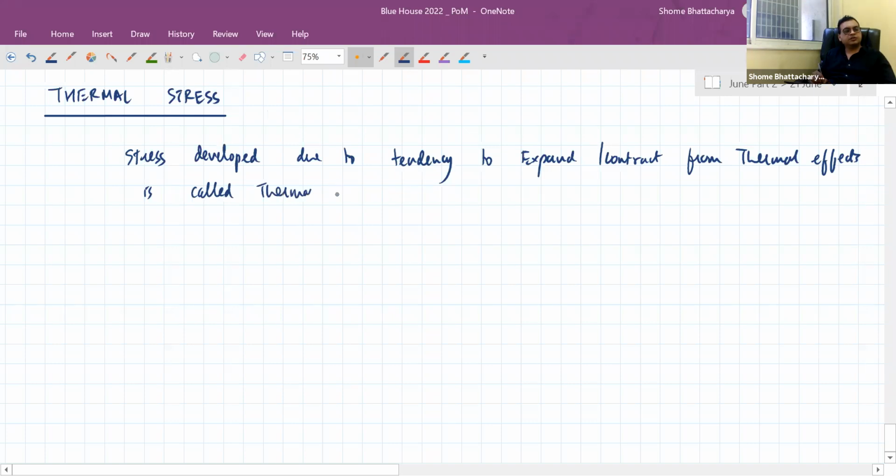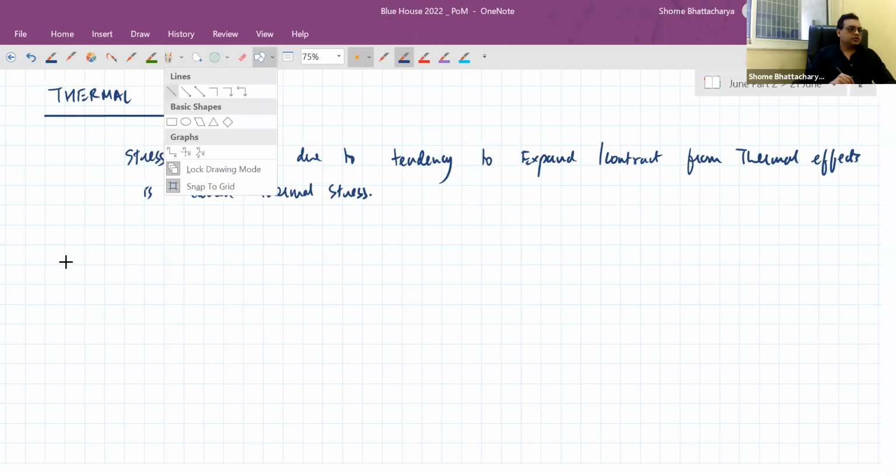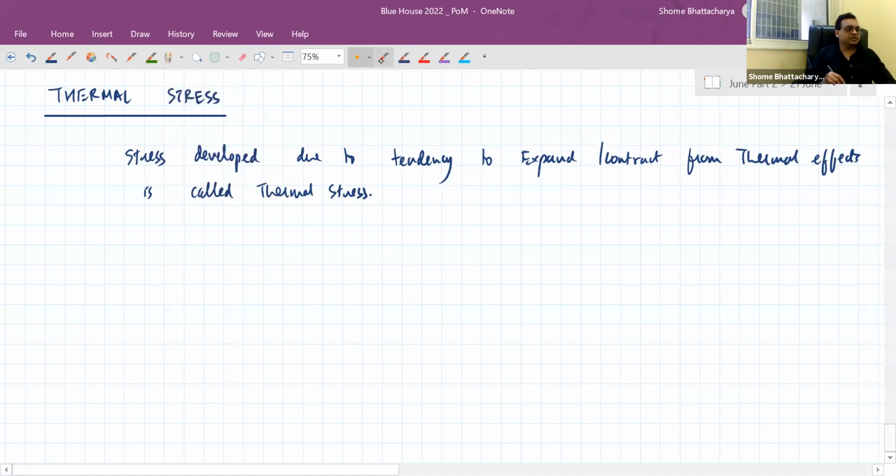And the calculation of thermal stress just involves the application of two sets of concepts. One is Hooke's law, and the other is the principle of thermal expansion itself. So let's look at the calculation with a very simple example.